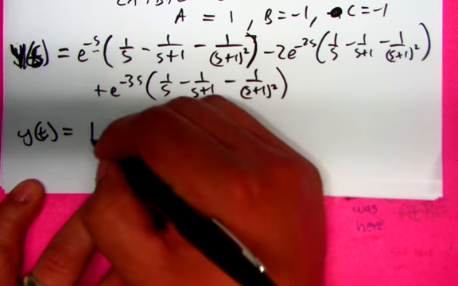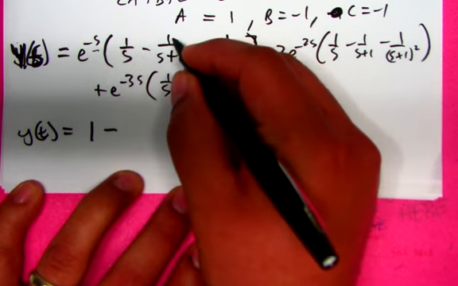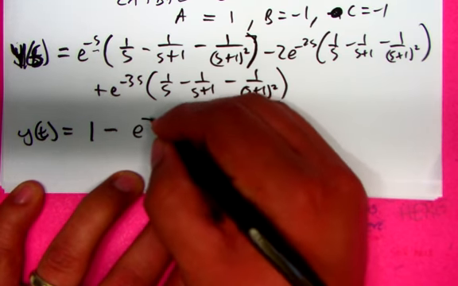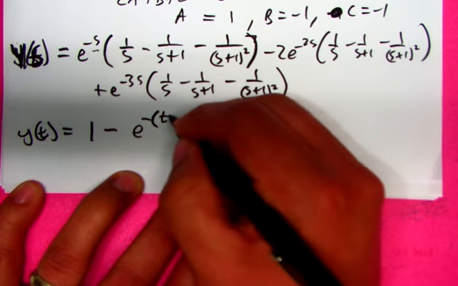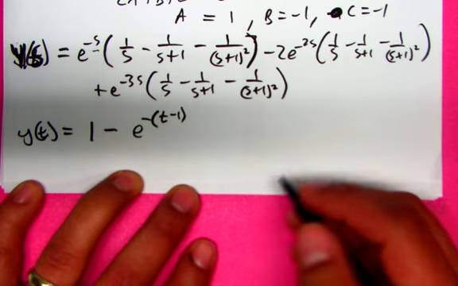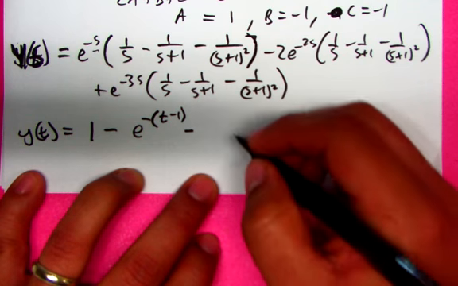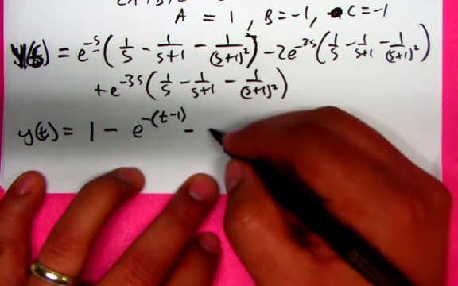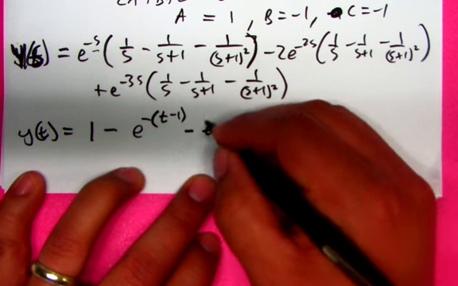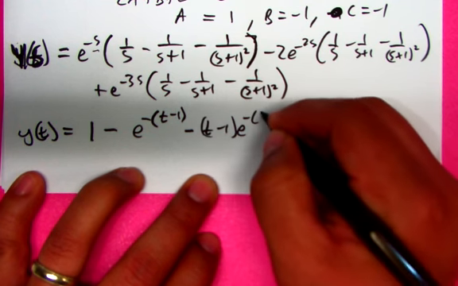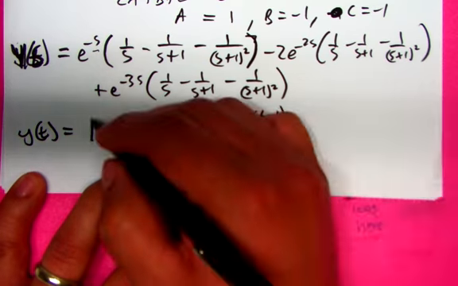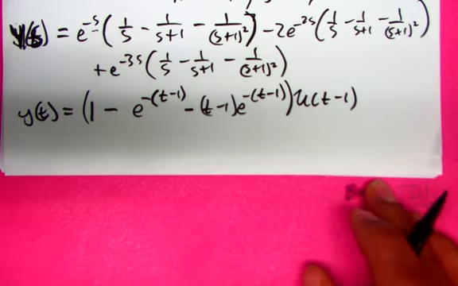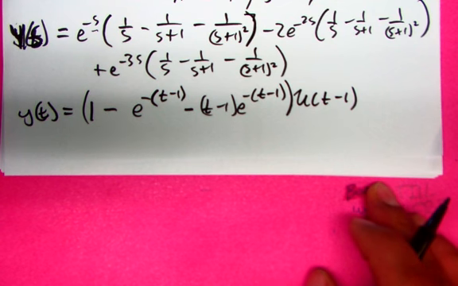So what's the transform of 1 over s, or the inverse transform? 1, so that's fine. Minus the inverse transform of this is e to the negative t, but we're going to replace t with t minus 1 due to the second translation theorem. Minus, this would be t e to the negative t, right? So t minus 1 e to the negative t minus 1, and then this is all times u of t minus 1. So that's the first part of the solution.